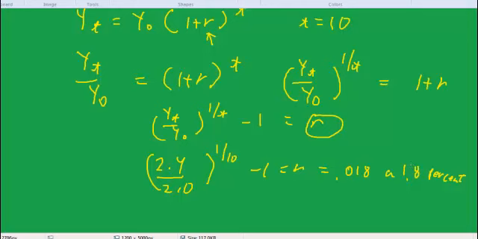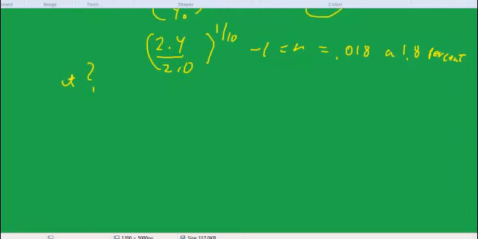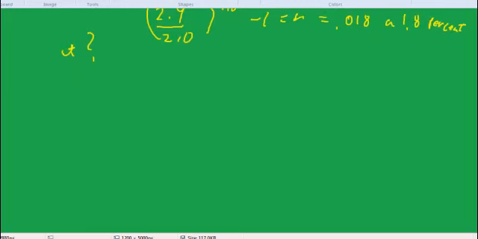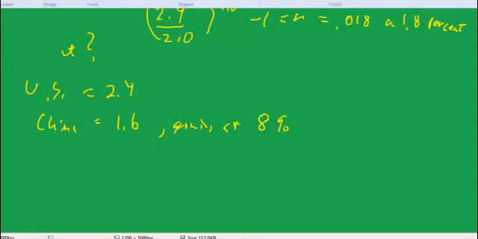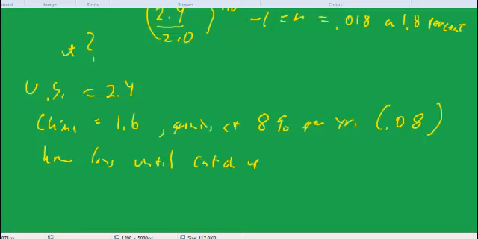And one final question we can ask is a question about what t would be. For example, we might ask if the US GDP is 2.4 and China's is, let's say, 1.6, and China is growing at 8% per year. Remember, that'll be 0.08 when we express it as a decimal. Then how long until they catch up to us where we are today?